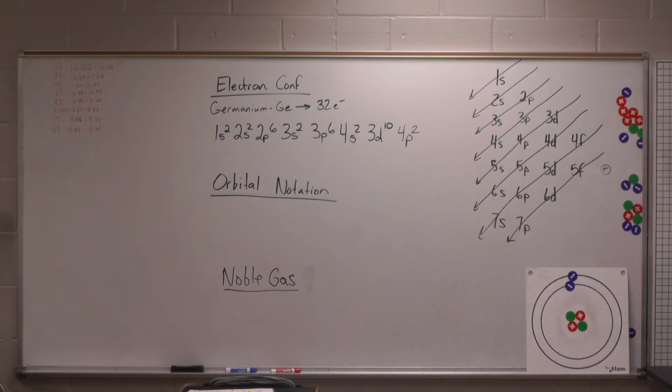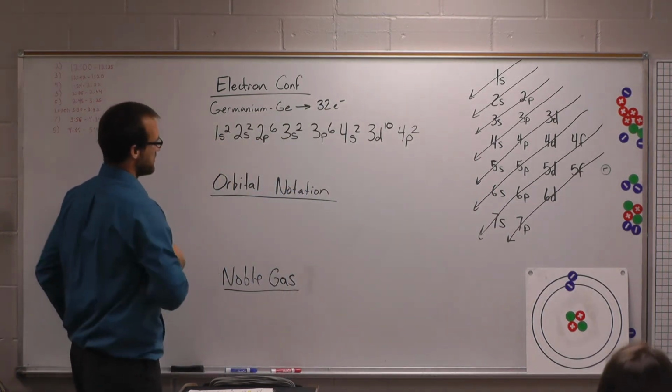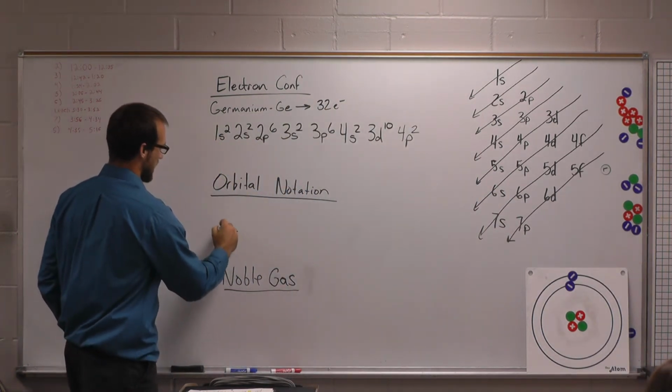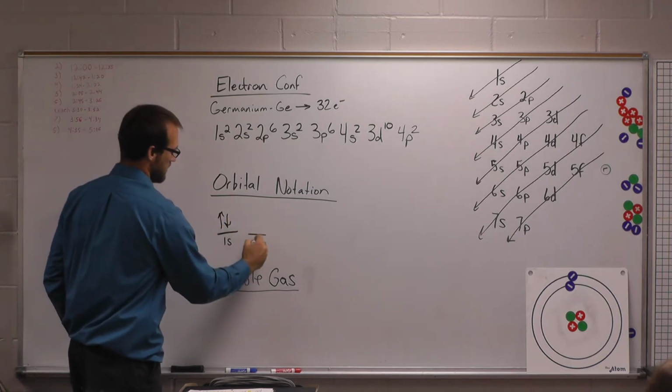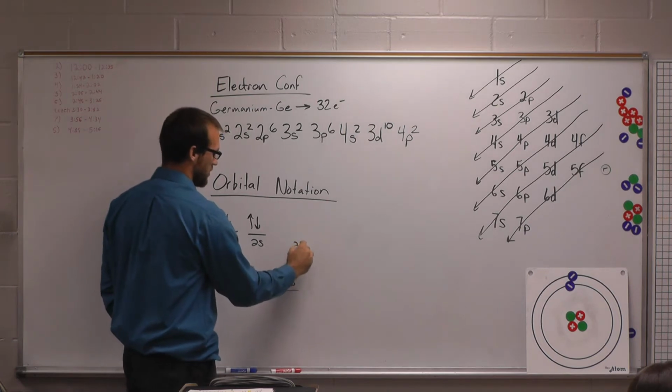Orbital notation. Guys, if you've done this, then really all you need to do is, there's your 1s, there's your 2s. Your 2p has how many orbitals?